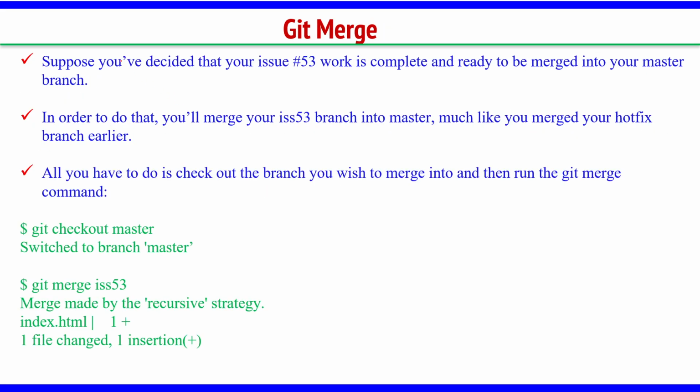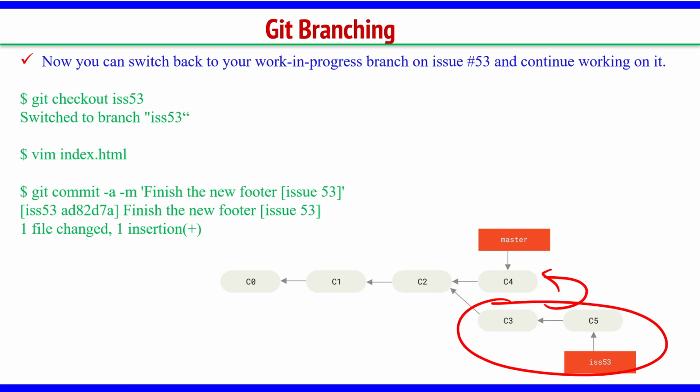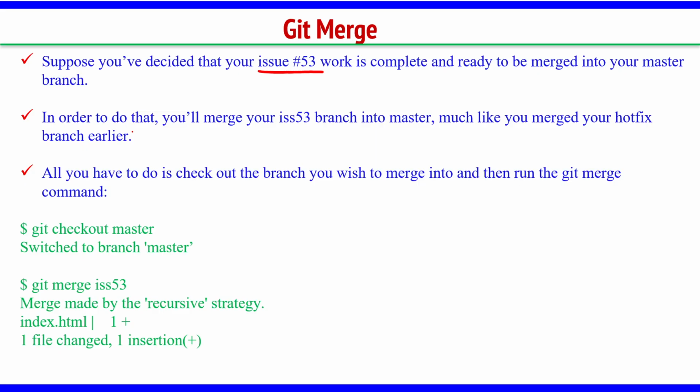Okay. Now, suppose you have decided that your issue 53 work is completed and ready to be merged into master branch. Whatever changes you wanted to make here, you made it, you completed it. Now, you want to merge it back to the main line, right? In order to do that, you will merge your issue number 53 branch into master, much like you merged your hotfix. Like we merged our hotfix, you have to merge this issue number 53 branch into master. Okay.